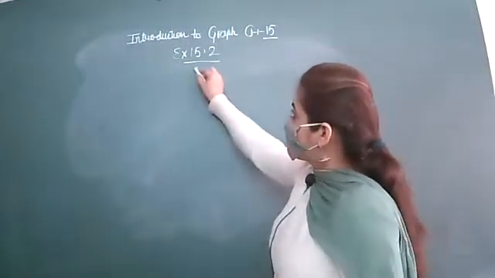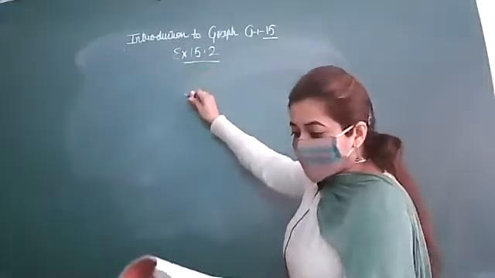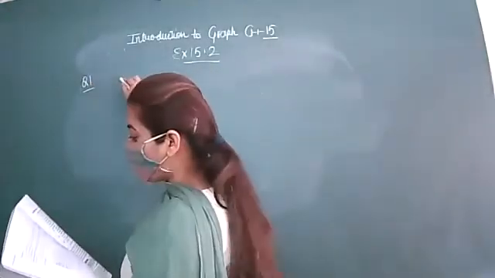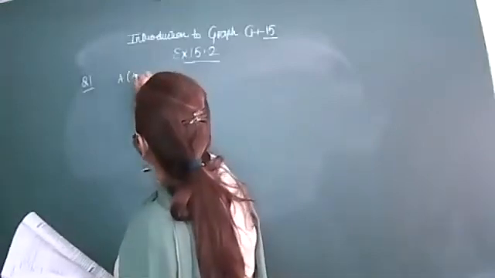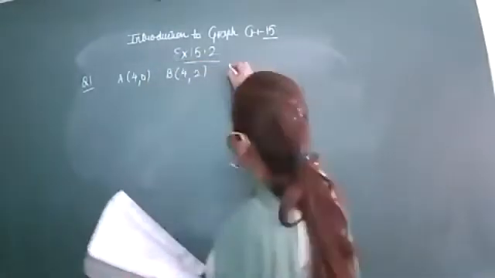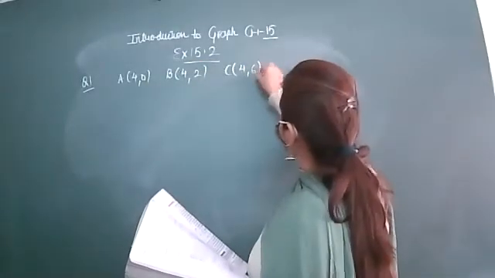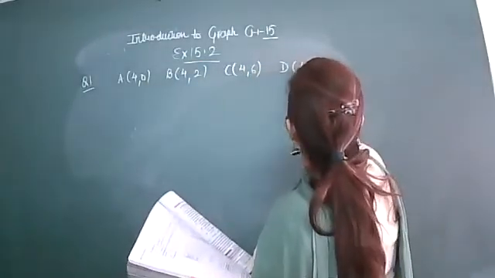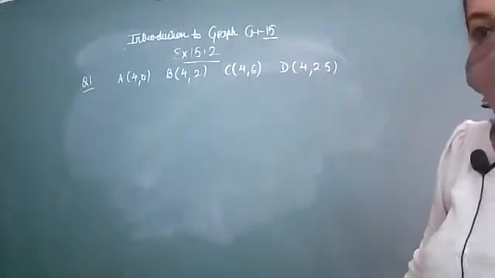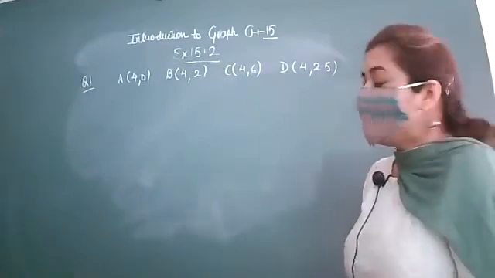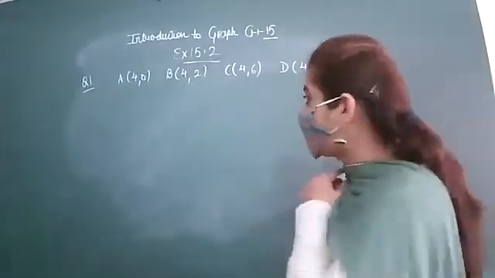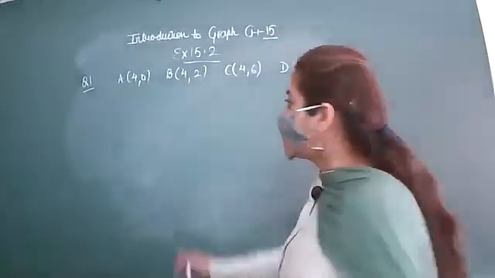So beta, in exercise 15.2, question number 1, you have to plot the points A (4, 0), B (4, 2), C (4, 6), and D (4, 2.5) on your coordinate axis, and you have to show whether these points form a line or not, whether they are passing through a straight line or not.